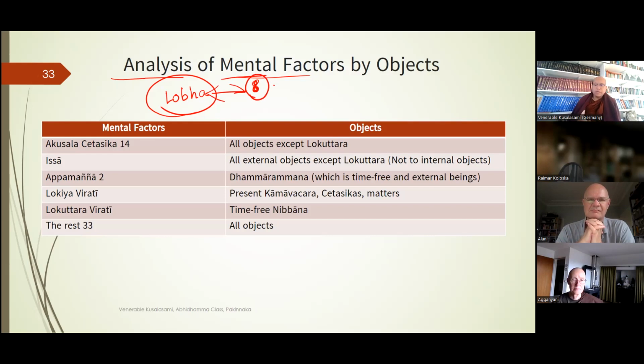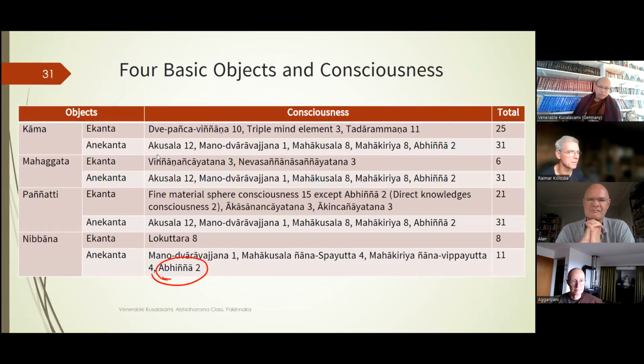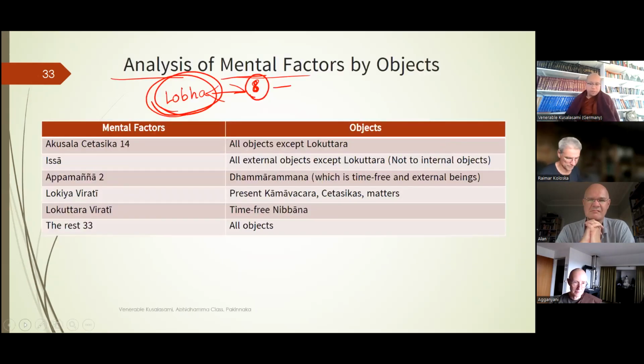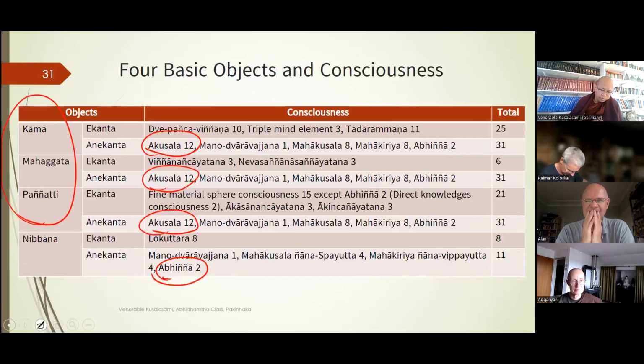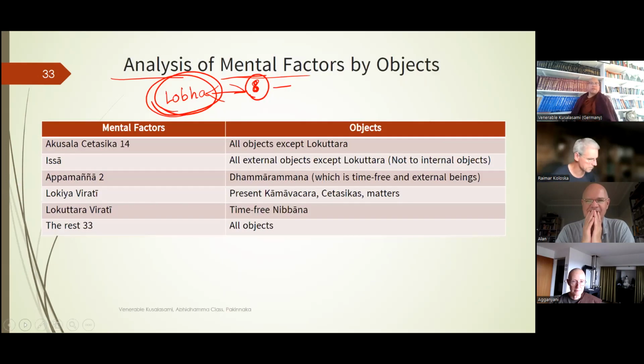If you analyze the eight greed-rooted consciousness, these eight take the objects kama, mahaggata and concept, panyatti, not Nibbana. So that's why lobha takes three objects as the basic one. Here, akusala, you will find three objects. So if you don't forget the Cetasika chapter, the mental factor chapter, and these two tables, then we don't need to give time for that. But there is some new information. That's why I made this table.